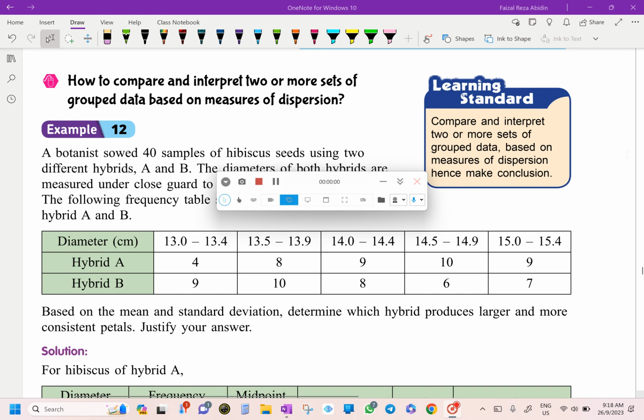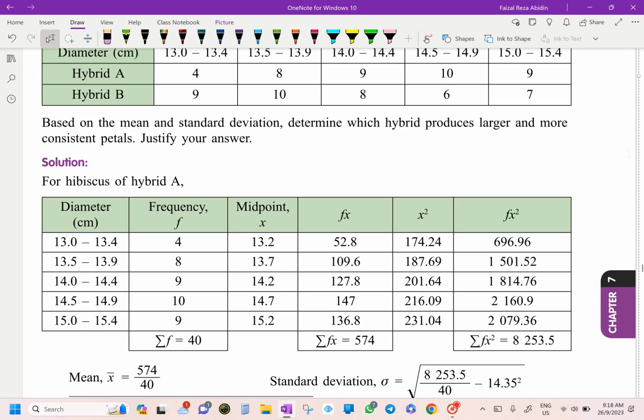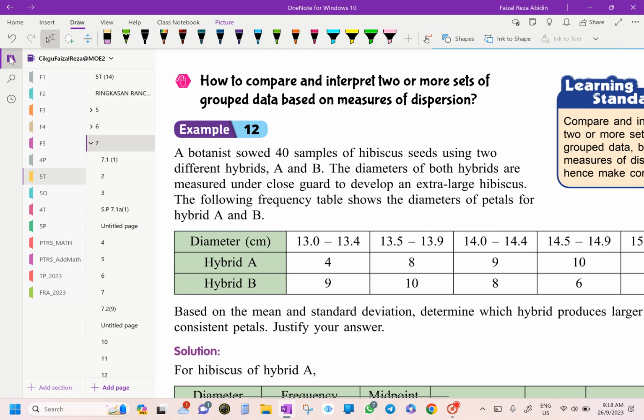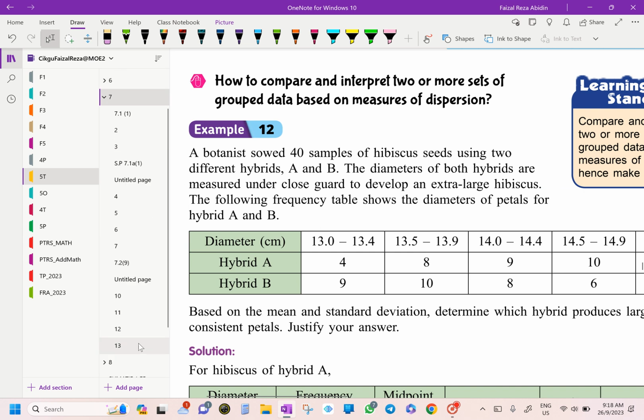Your textbook, page 215. How we are going to compare and interpret two or more sets of grouped data based on measures of dispersion, hence make conclusions. So this one, we want to compare.